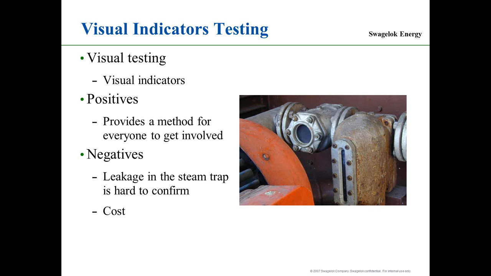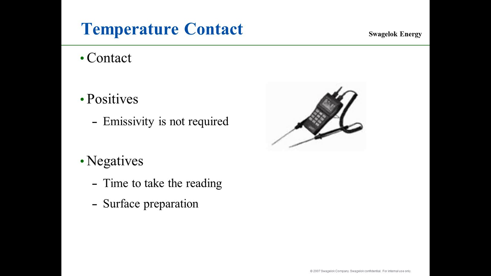The other one, visual indicators, like you see here. Positive: it's a method to get everybody involved. There are certain applications where, when I put the steam trap station in, a visual indicator goes right with it. It's a way I can get everybody to understand if the steam trap is functioning and removing condensate as quickly as it's coming. Negatives: if it's leaking steam, or it's linkage problems inside the steam trap, you're not going to pick that up. And, of course, it's cost. It's going to cost some dollars to put that in there.